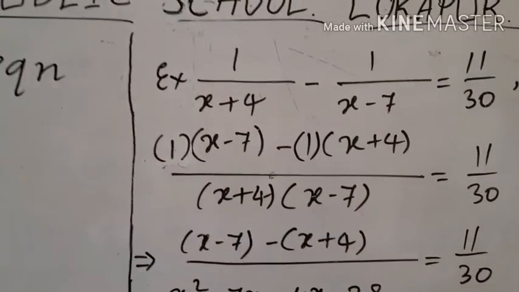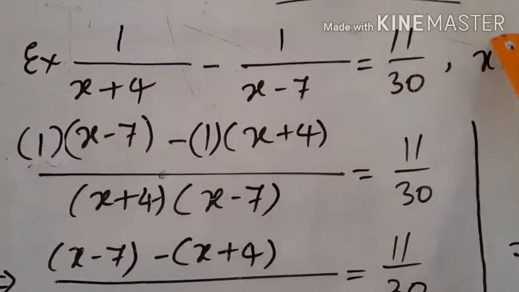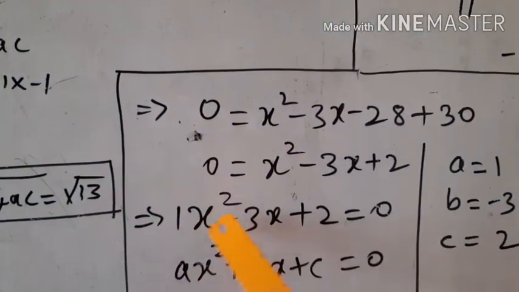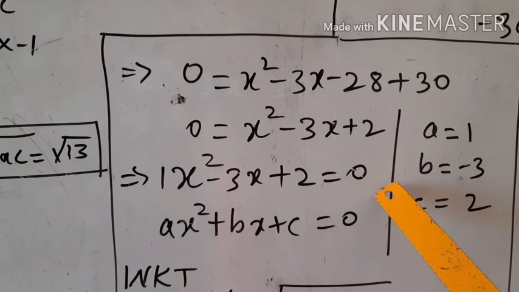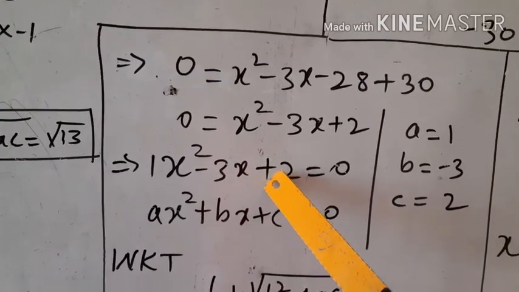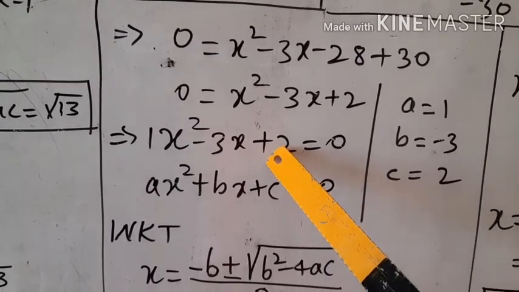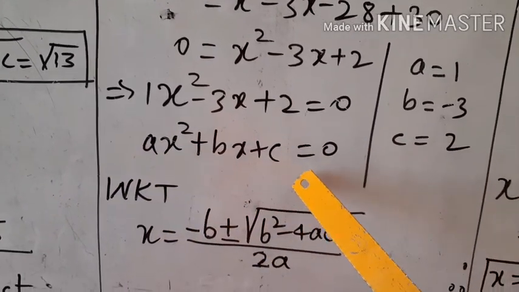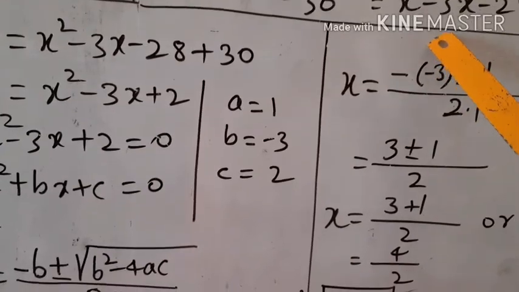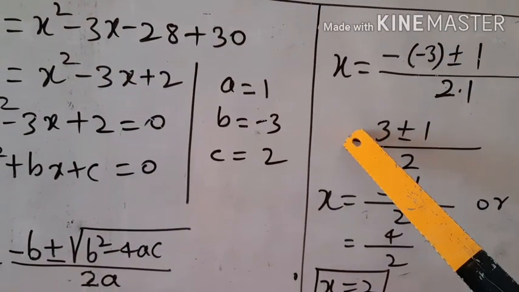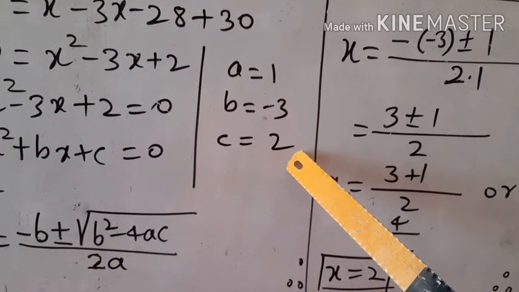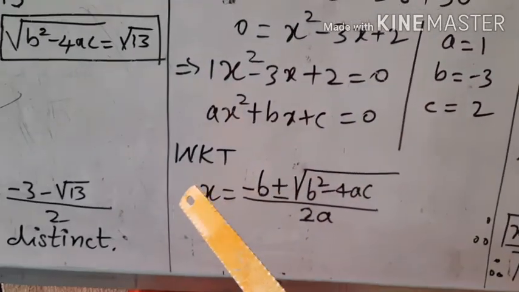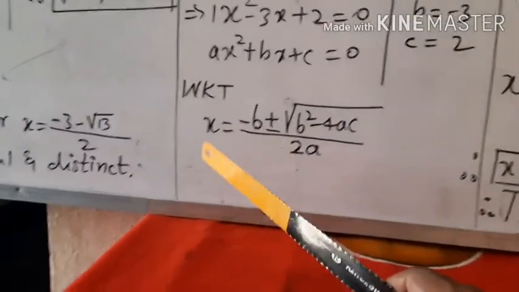So children, here 1 by x plus 4 minus 1 by x minus 7 is equal to 11 by 30 is equal to x square minus 3x plus 2 is equal to 0. Both are the same. It is in standard form now. Now by any one of the methods you can solve. So compare with the standard form ax square plus bx plus c is equal to 0, and we have the values a is equal to 1, b is equal to minus 3 and c is equal to 2. So by the quadratic formula I would like to solve it.